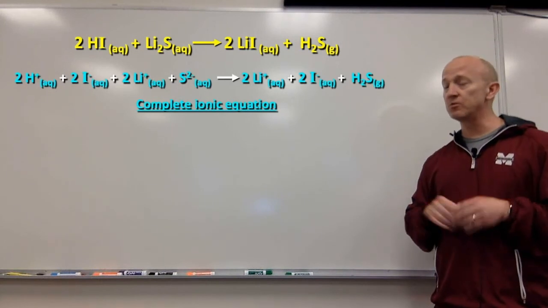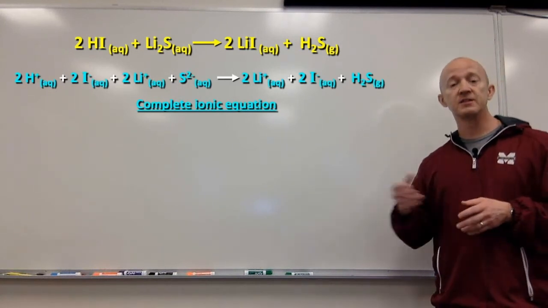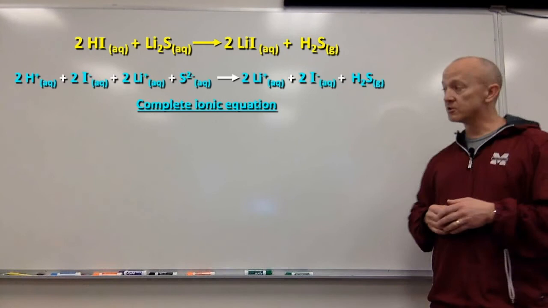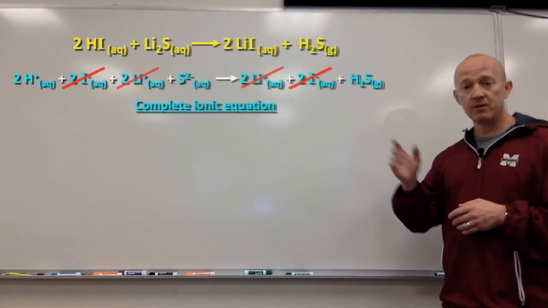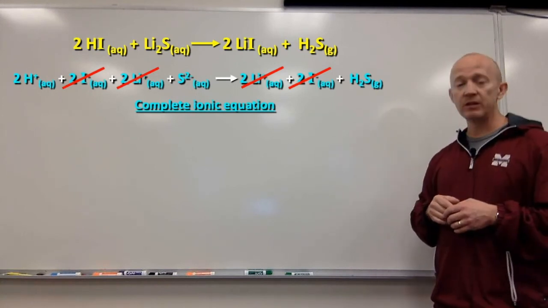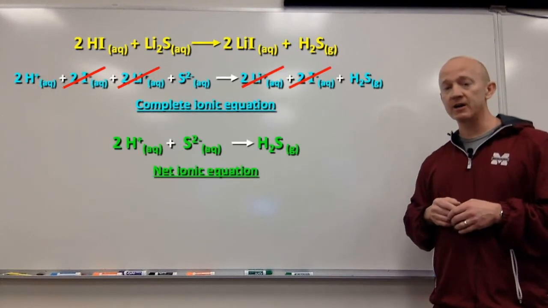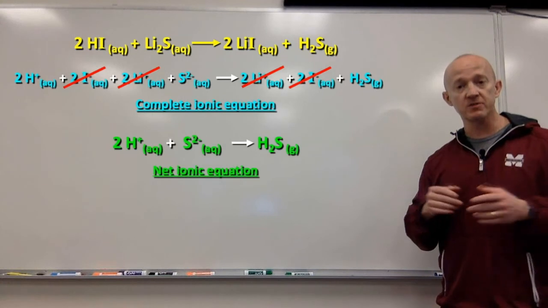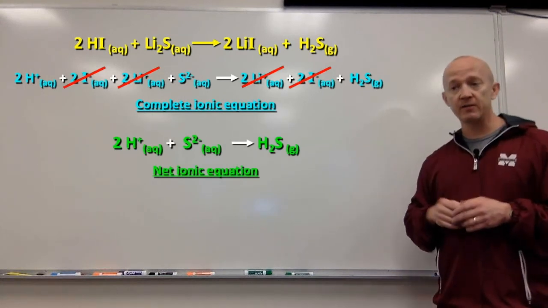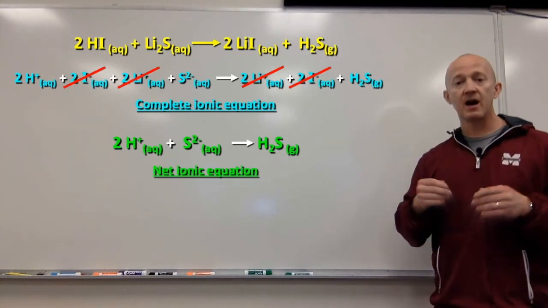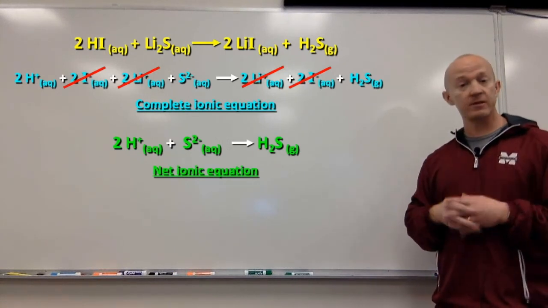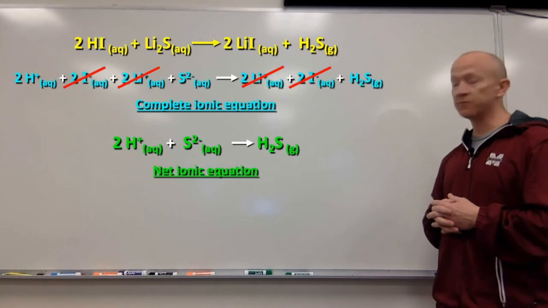Now it's time for us to cancel the spectator ions to give us our net ionic equation. So we cancel the iodide ions and we cancel the lithium ions. And that will leave us with 2 hydrogen ions with a +1 charge, aqueous, plus the sulfide ion with a -2 charge, aqueous, yields for us hydrogen sulfide gas. There you go, your net ionic equation for this reaction.